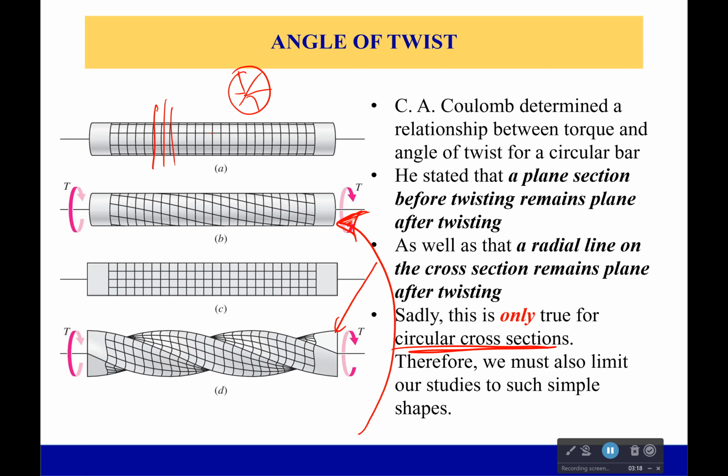Okay, so that's all for today, just talking about this introduction, how we're going to be having torque that's going to twist things, and we need to understand how it's going to affect the stress and strain distribution inside of our shaft.